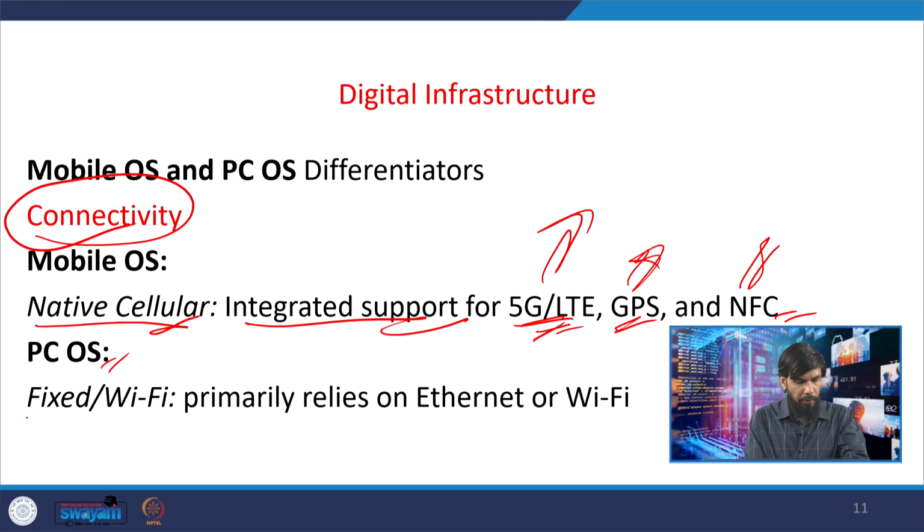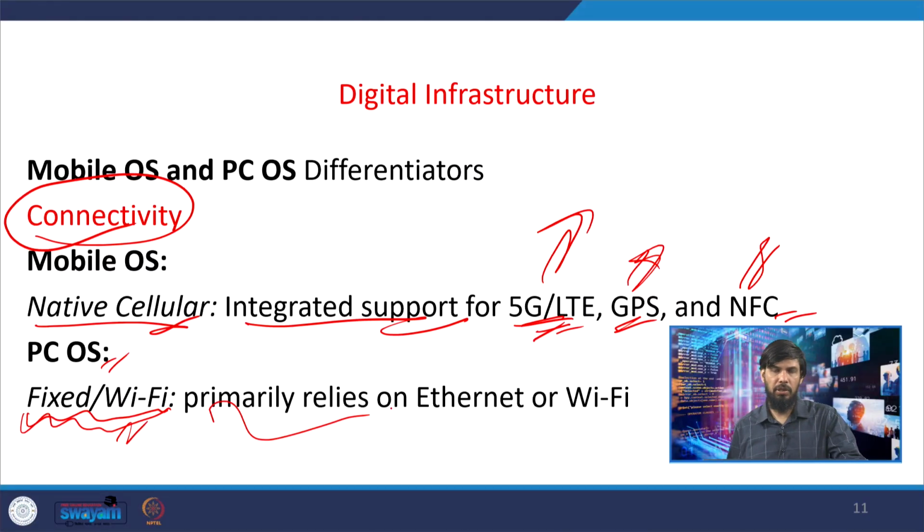If we look at the PC operating system, more often than not the kind of connectivity that we see is wired, which is fixed, or Wi-Fi, right. So primarily the PC, laptops or desktop workstations rely on Ethernet or Wi-Fi kind of connectivity, right.